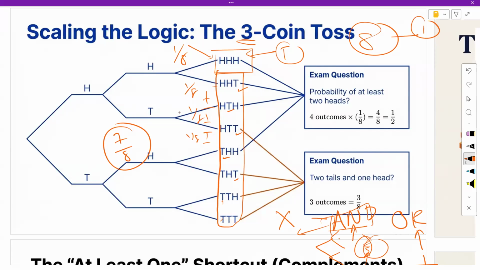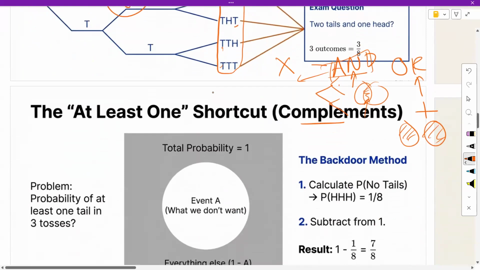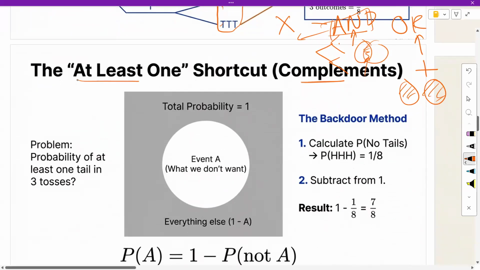Rather than doing addition, we know that the sum of all probabilities equals 1, and the probability of this event is 1/8. So we can simply find 7/8. Obtaining at least one tail is equal to 7/8. It's a shortcut. That's why, when it says at least one, we may use the complement as a shortcut.